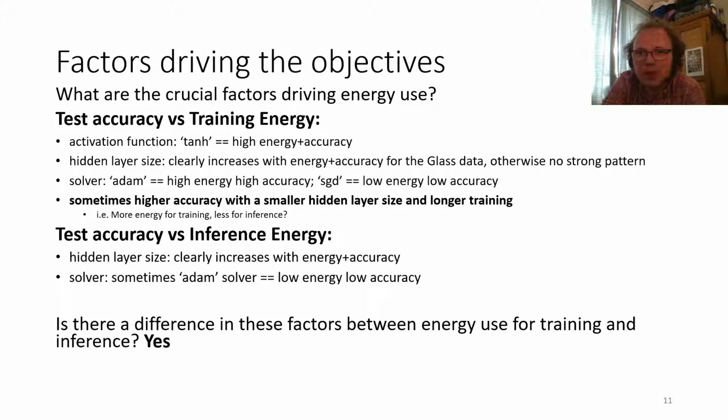This is no surprise, right? The algorithm that's used for training the network will have an impact on the energy consumption during the training process and the accuracy of the final model. But we also saw this quite interesting connection where sometimes you're able to get a higher accuracy model by combining a smaller hidden layer size and a longer training run. So it was still high energy for the training, but the model will be much smaller, less complicated.